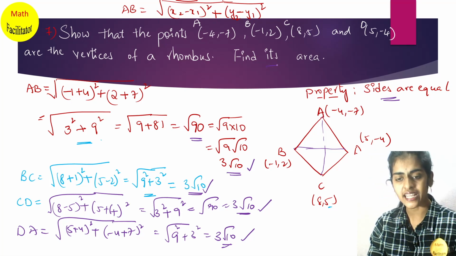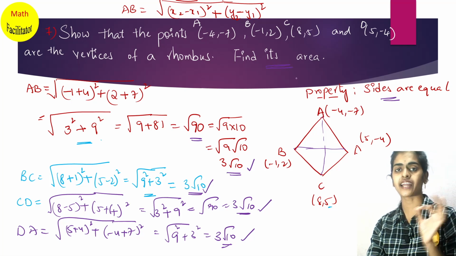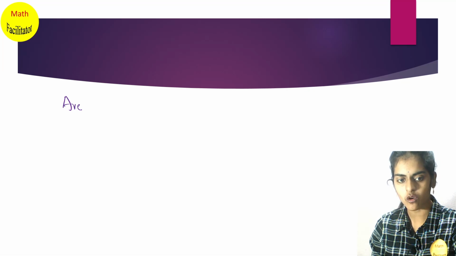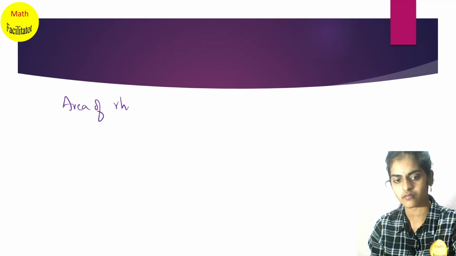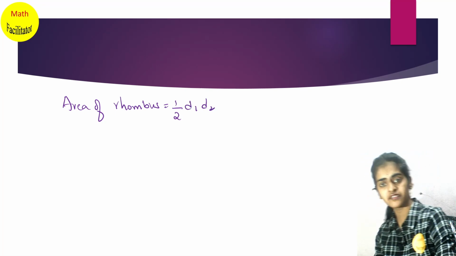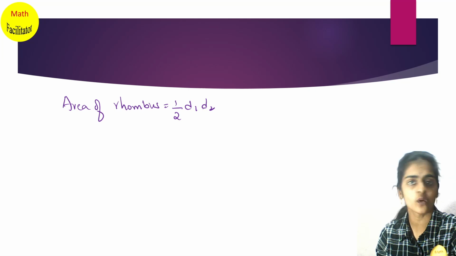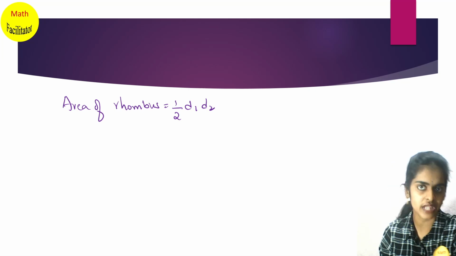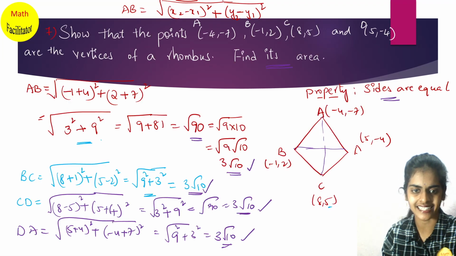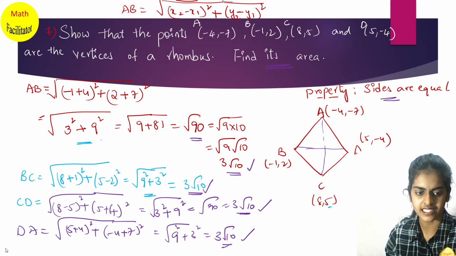But here one more extra point it is asked is you have to find its area. Now what is the area of a rhombus? Area of a rhombus is nothing but half d1 d2. Now d1 and d2 are nothing but the lengths of the two diagonals, first diagonal and second diagonal. So obviously I want the length of the diagonal. So let us find the lengths of the diagonals.